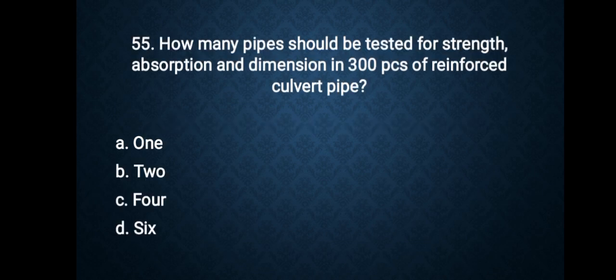Number 55. How many pipes should be tested for strength, absorption, and dimension in 300 pieces of reinforced concrete culvert pipe? So, A, 1; B, 2; C, 4; and D, 6. So, the answer is D, 6.